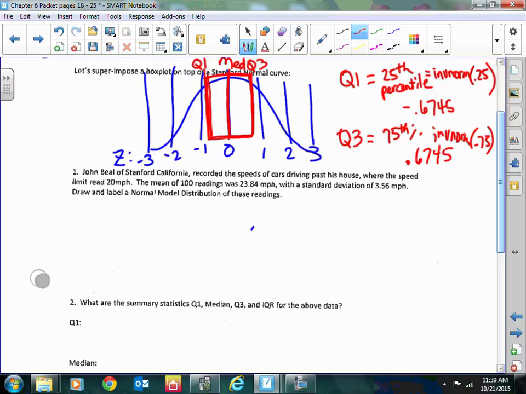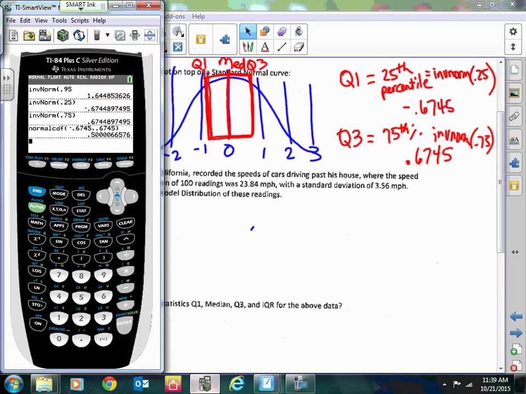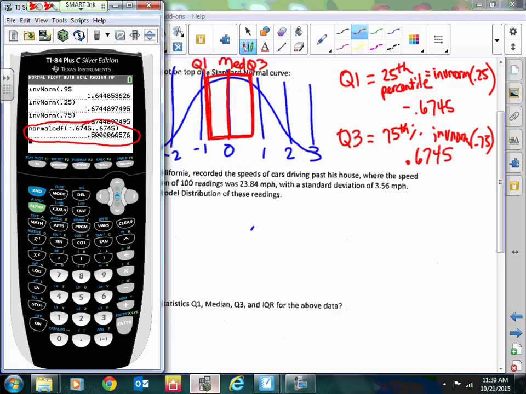Now, I want to make another connection for you. If I did my norm CDF from my Q1 to my Q3, that will give me the area from Q1 to Q3. How much area should it be from Q1 to Q3? It should be 50%. Well, look, I've already got it queued up here on my calculator. And right here, norm CDF from Q1 to Q3 is 50%.